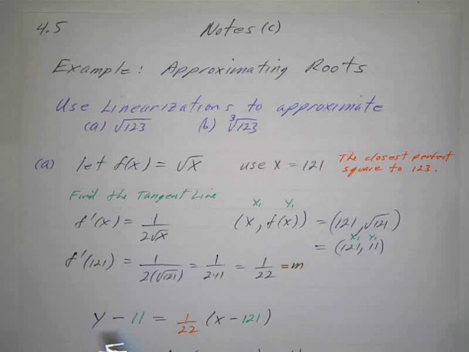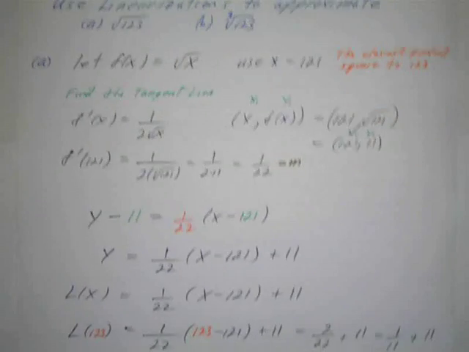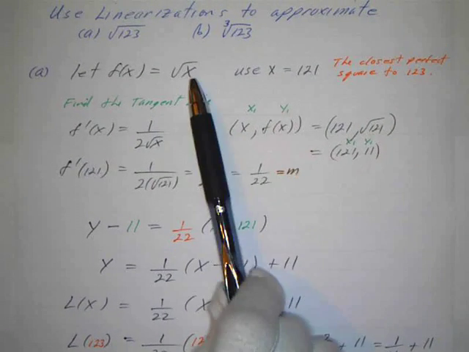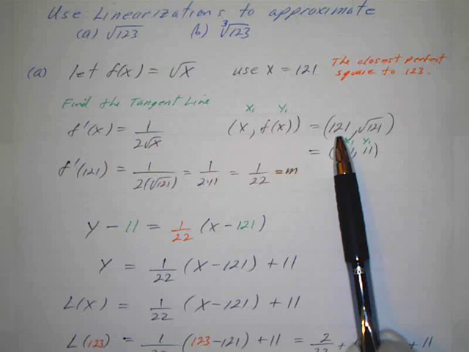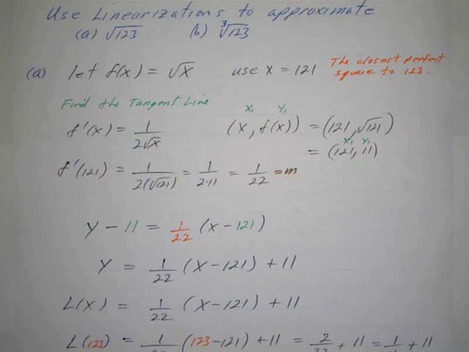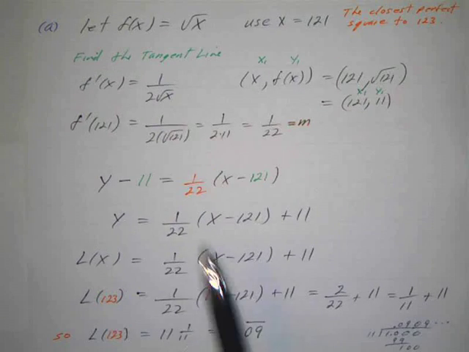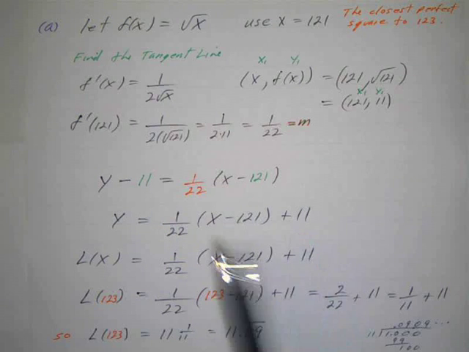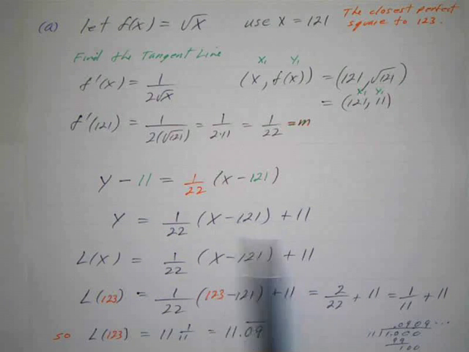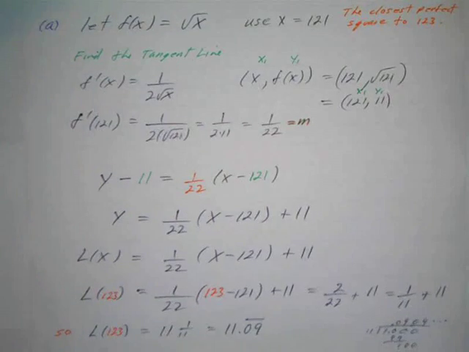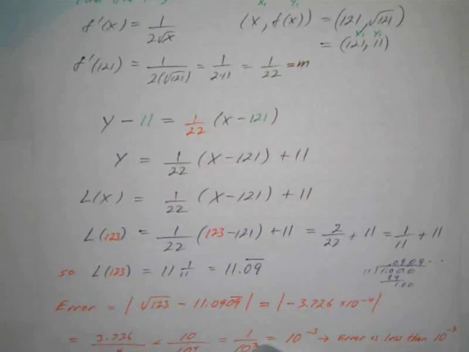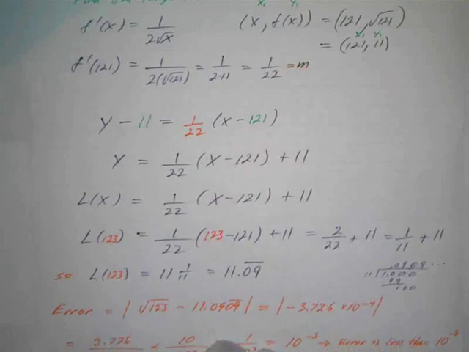So remember, y minus y1 equals m times x minus x1. So that's just the tangent line to the square root of x at the point x equals 121 and y equals 11. Then all I did was add 11 to both sides. I didn't multiply this out because it's going to work out to leave it in this form when we make our substitution to find the approximation for 123. So it's best to leave it in that form, and you'll see why in just a second.